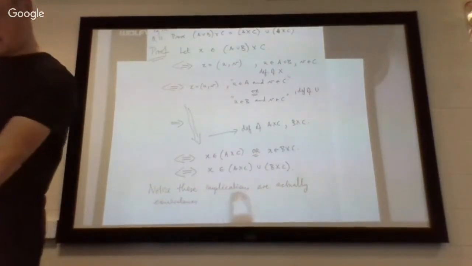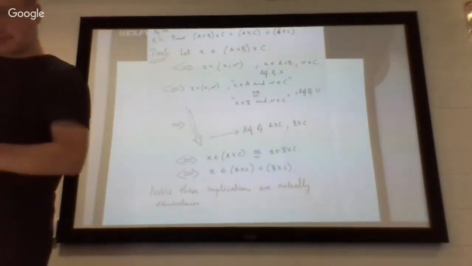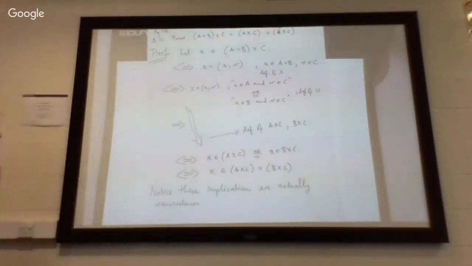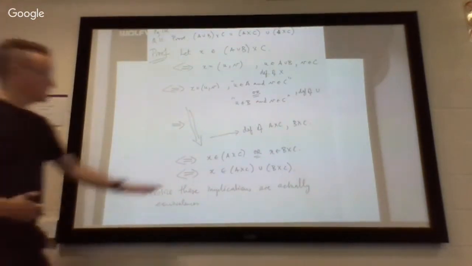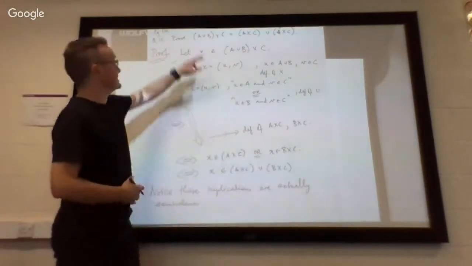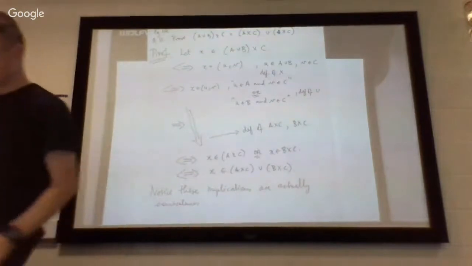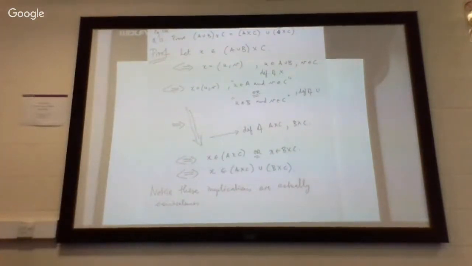But notice these implications are actually equivalences. So we can go the other way. So that proves the result. Everything in the union of the Cartesian products is in the Cartesian product of A union B and C. Okay, I think we've taken our first few tentative steps into the unit.